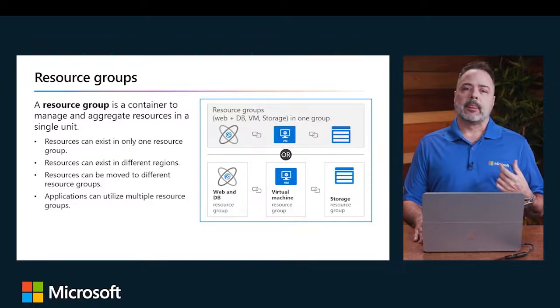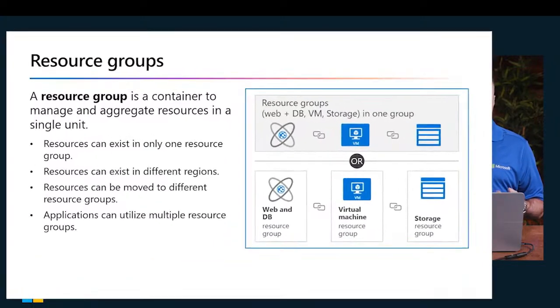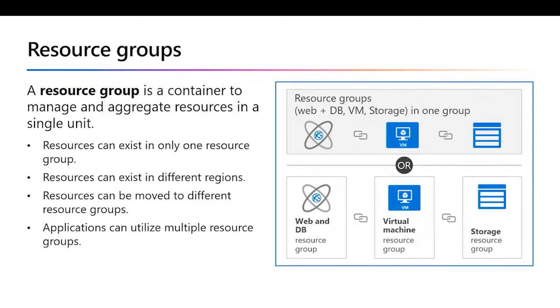Whenever we create a resource in Azure, we add it to what's called a resource group. A resource group is a way to manage and aggregate resources into a single unit. Resources can exist in only one resource group at a time, ensuring clear organization and management. Resources within the same resource group can be located in different regions, providing flexibility in deployments and management. Additionally, resources can be moved to different resource groups as needed, allowing for easy reorganization. Applications can also utilize resources from multiple resource groups, enabling better management and scalability of complex solutions.